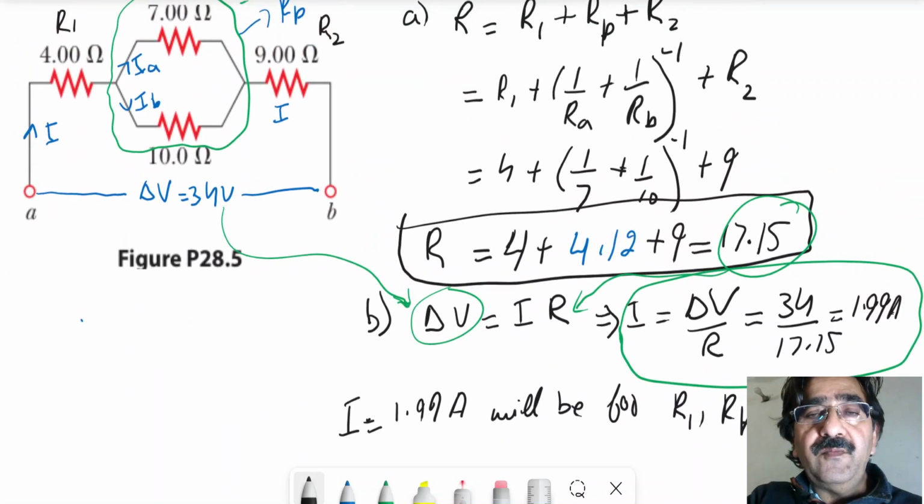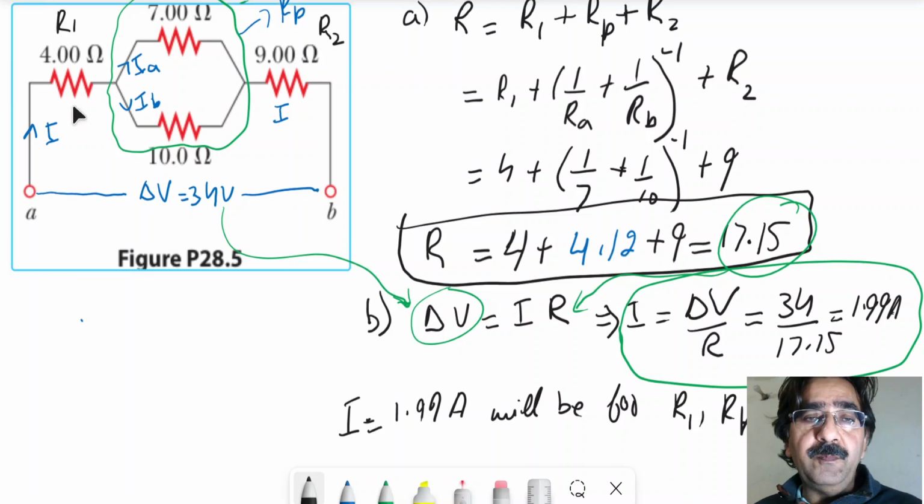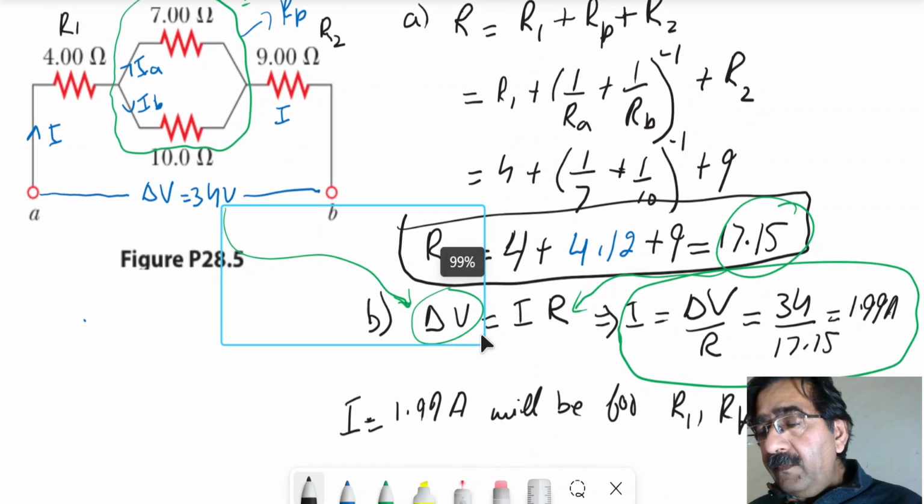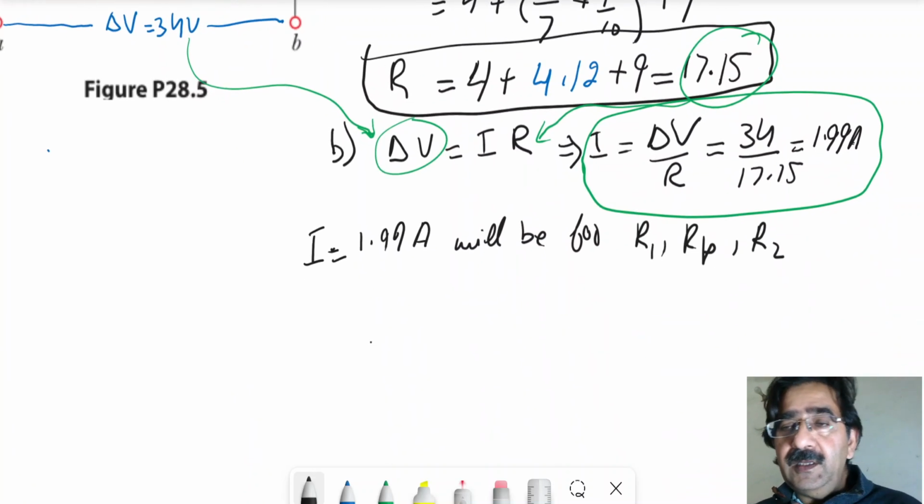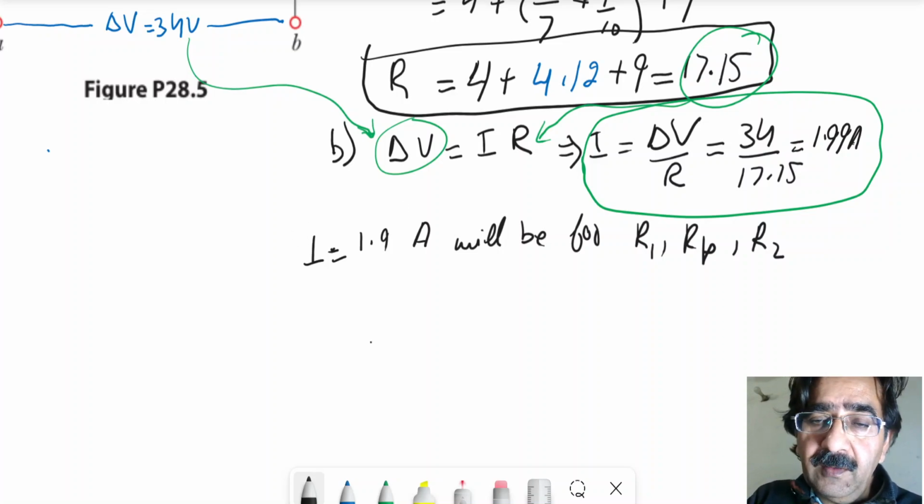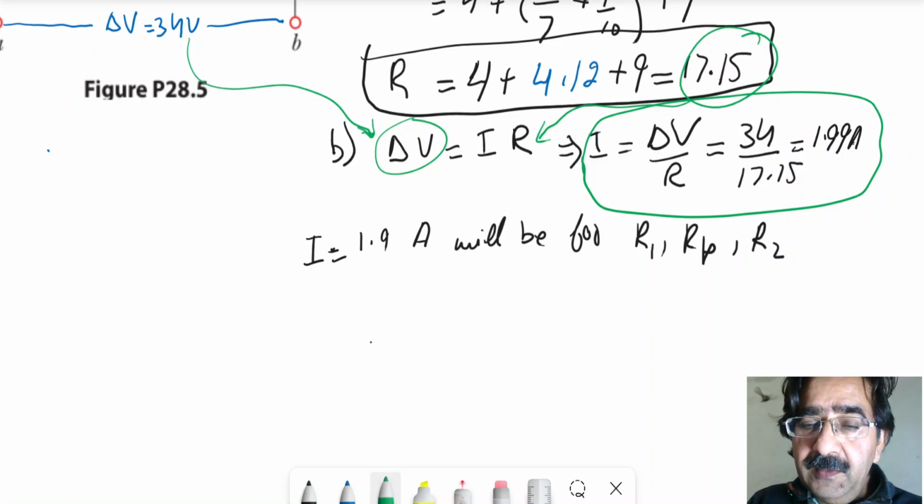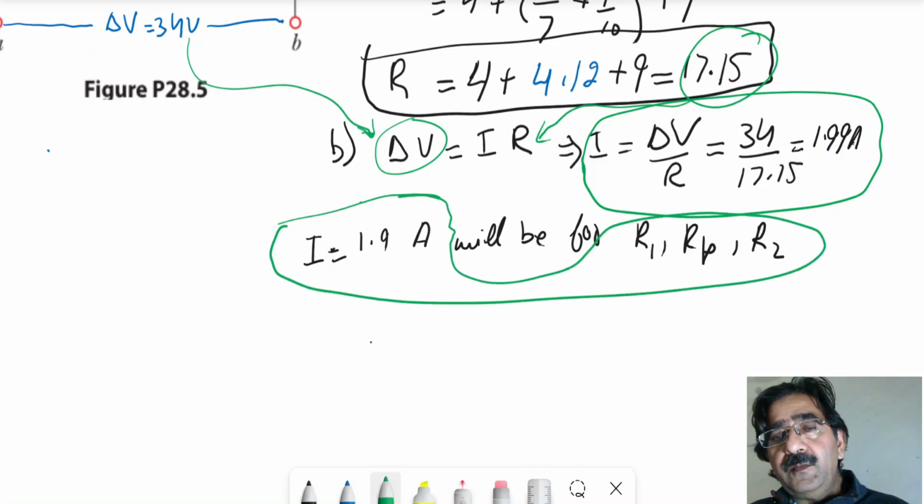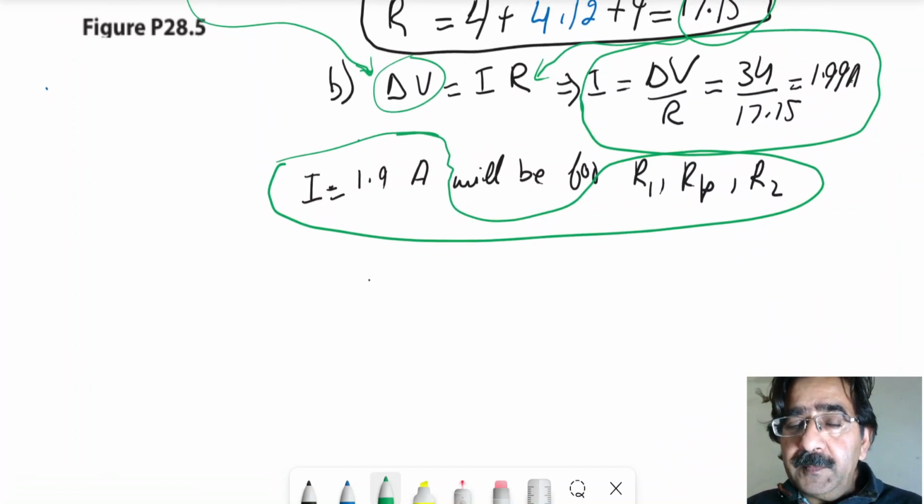So this will be for R1, 4 ampere, 4 ohm resistance, and for 9, and the combination 4.12. The I will be 1.9 for 4 ohm and for 9. Okay. So this is the current we have to find, the current passing through. So we have to find the I for R1 and R2.